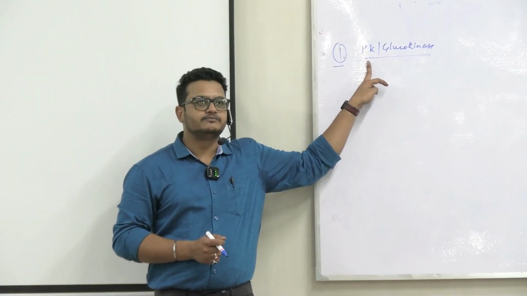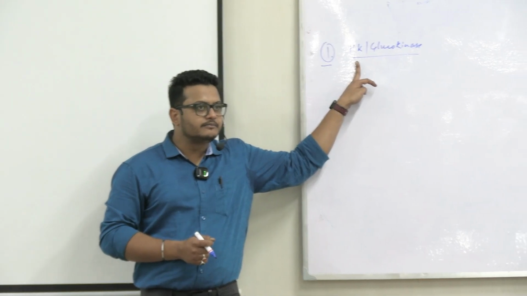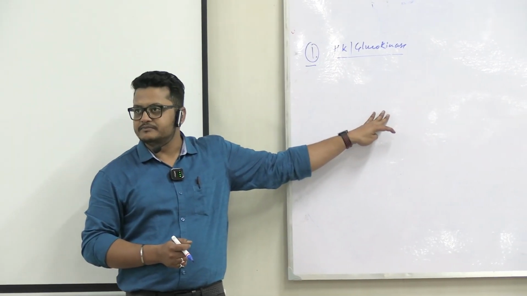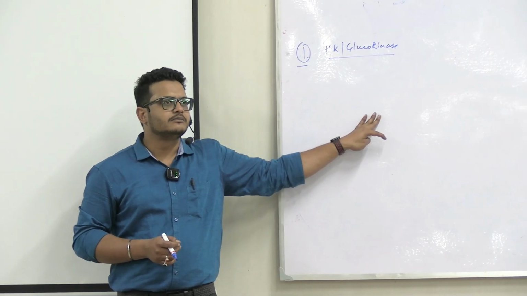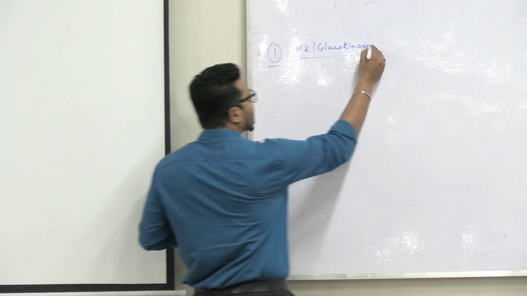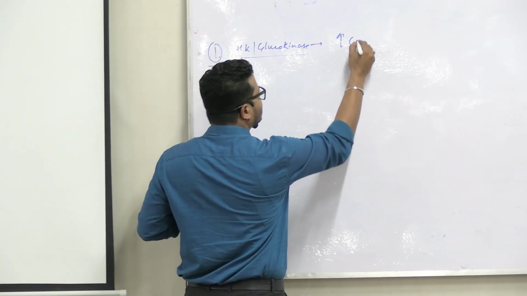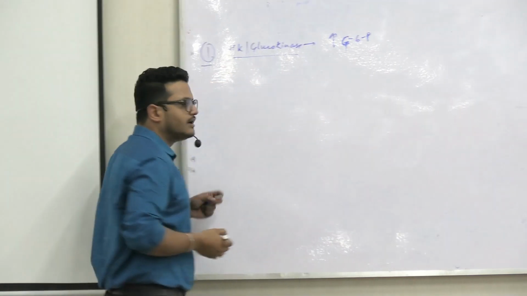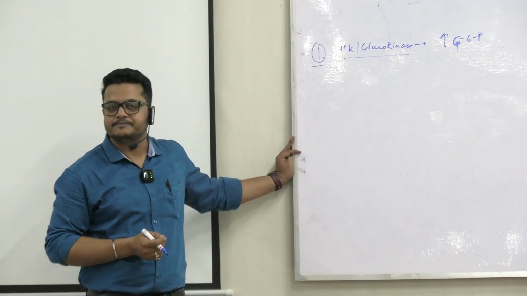Am I clear? Same stands for glucokinase also. Simple feedback inhibition, and the inhibitor is a higher concentration of glucose 6-phosphate. It is G6P, okay, not 6.